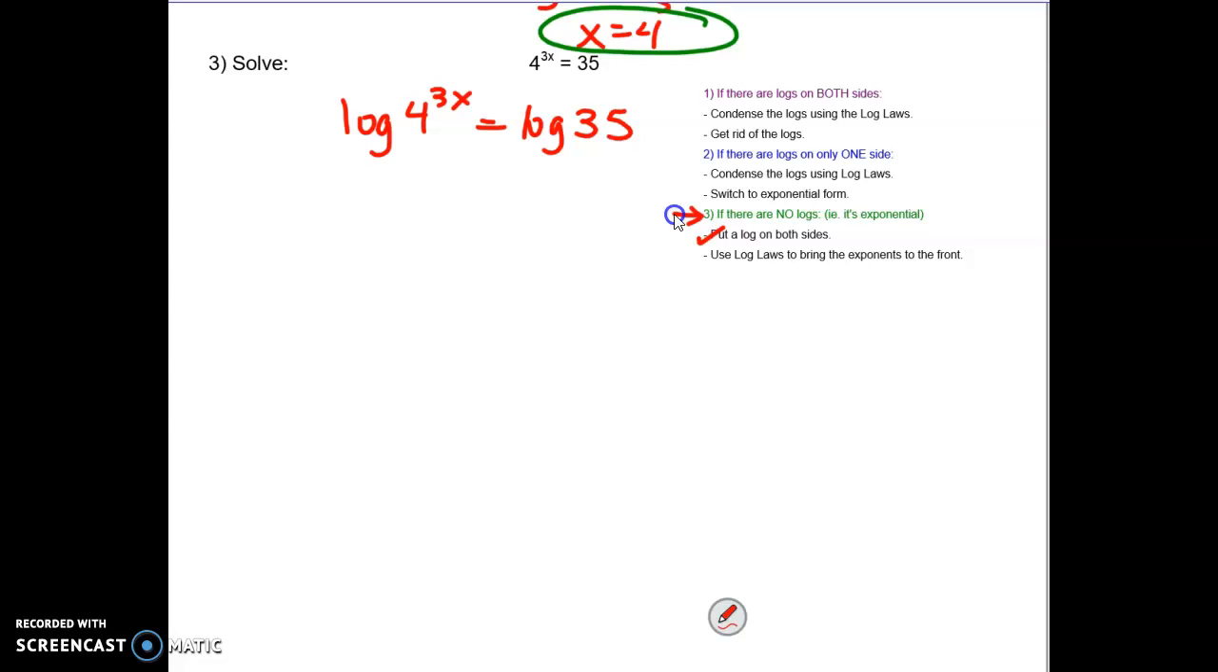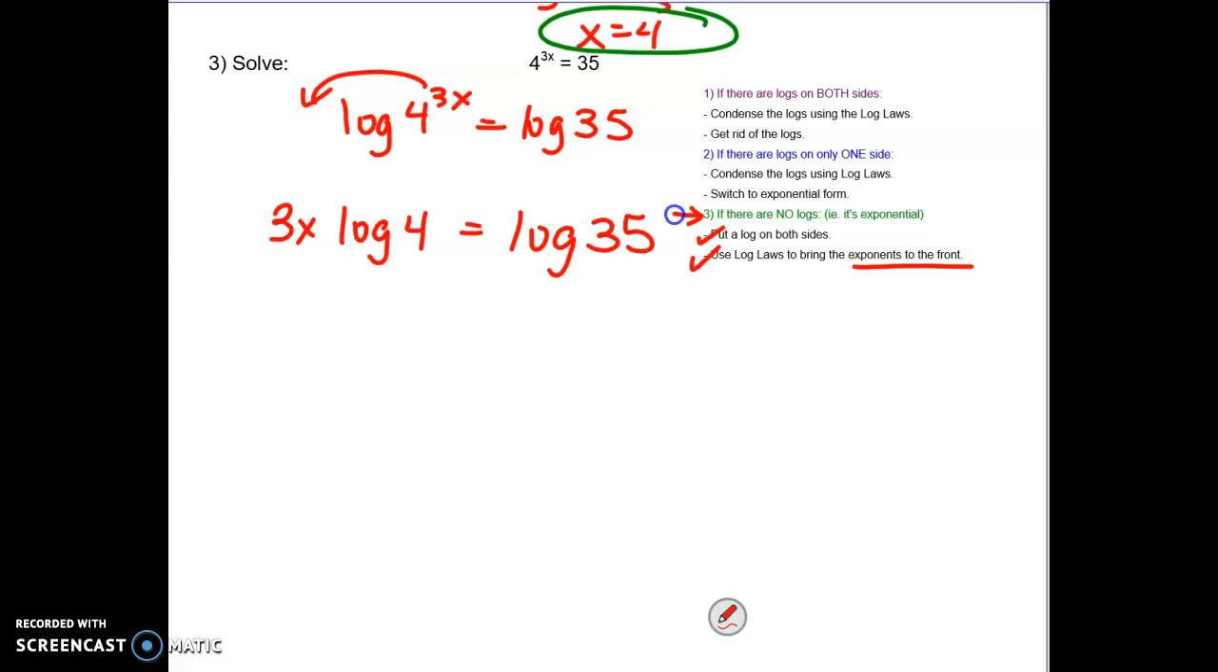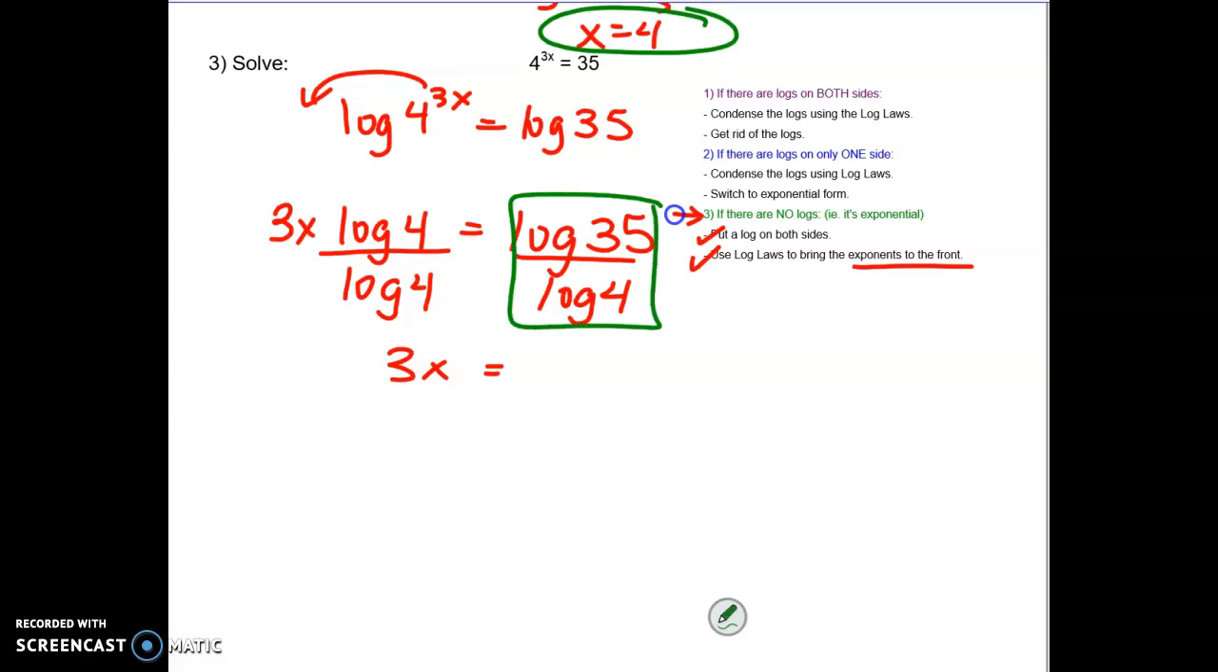The next step is then we're going to bring the exponents to the front using log laws. So I'm going to move that 3x to the front. So we get 3x times log 4 equals log 35. And again, these logs are all base 10, so we can calculate them in our calculator. Before I do that, I'm just going to move this log 4 to the other side, just so that it's not with the x. And then this part that's log 35 divided by log 4, we can just type that into our calculator.